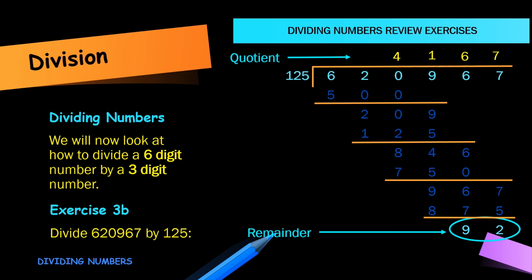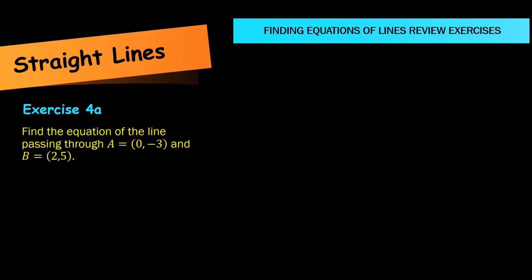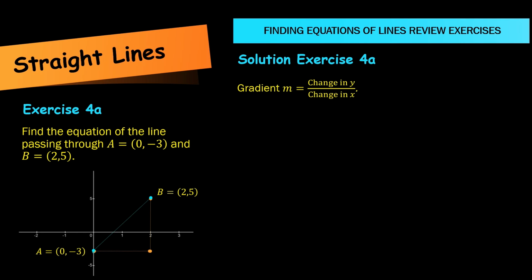Now let's take a look at exercise 4a. We're going to find the equation of the line passing through A equals (0, minus 3) and B equals (2, 5). The points are plotted on the graph as shown. The gradient of this line is change in y over change in x. Change in y is 5 minus minus 3, and change in x is 2 minus 0.